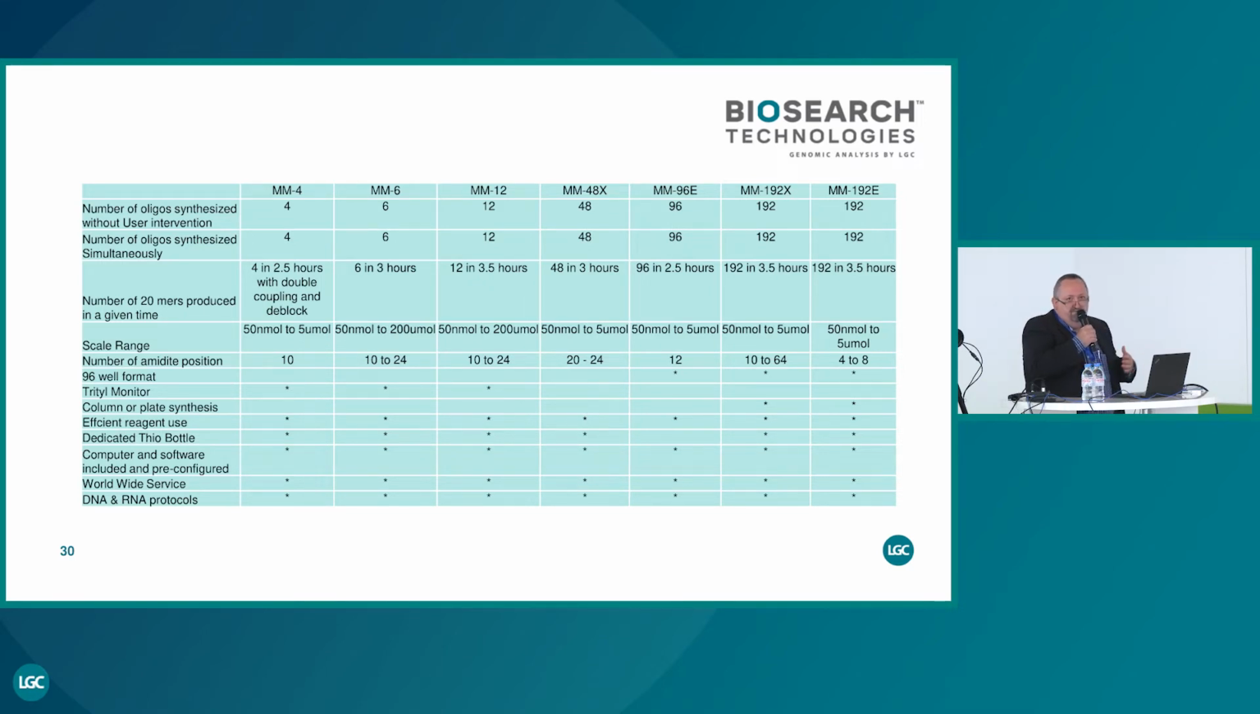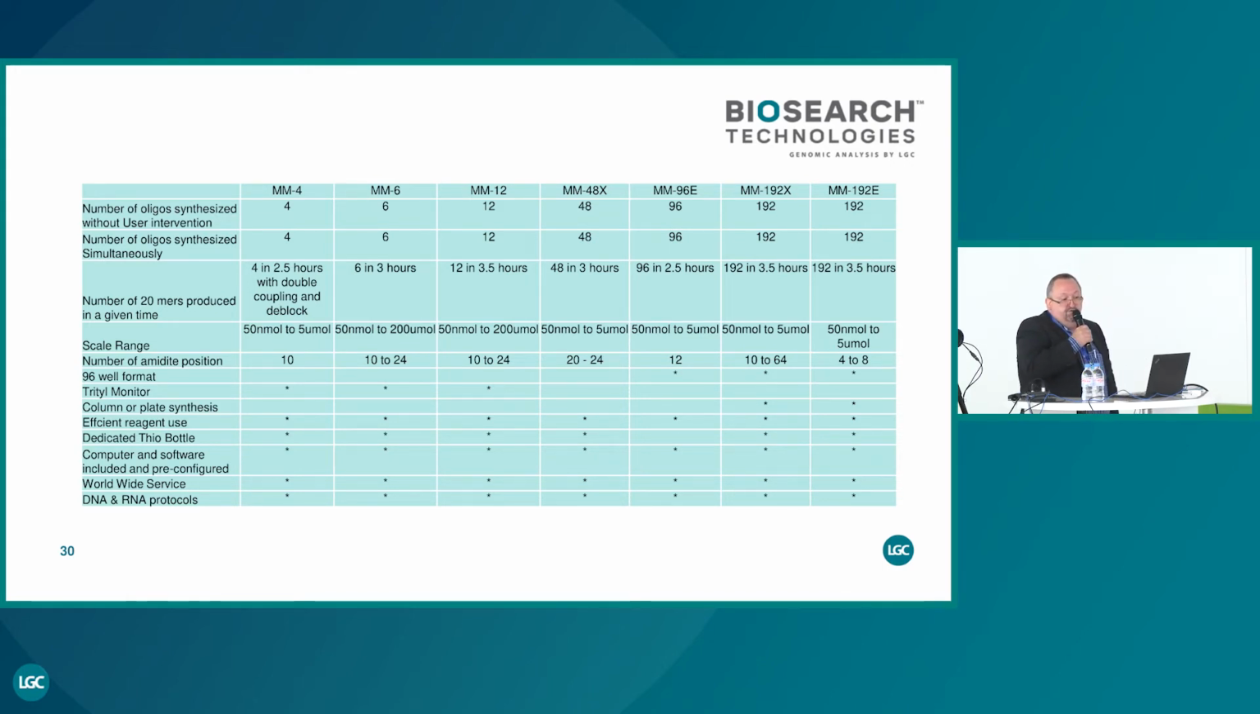With the Mermaid 4, it's not so difficult. In Mermaid 4, the 4 means the number of oligos you can make. Same for the 6, same for the 12. But the big difference will be in terms of the scale, the range of scale. With a Mermaid 4, you can do a scale from 50 nanomole to 5 micromole. This is already a nice scale.